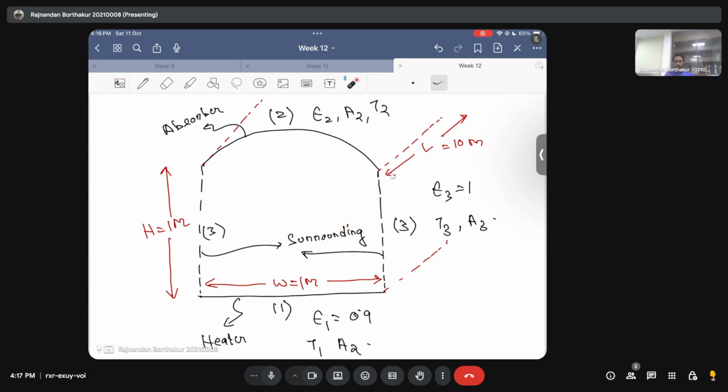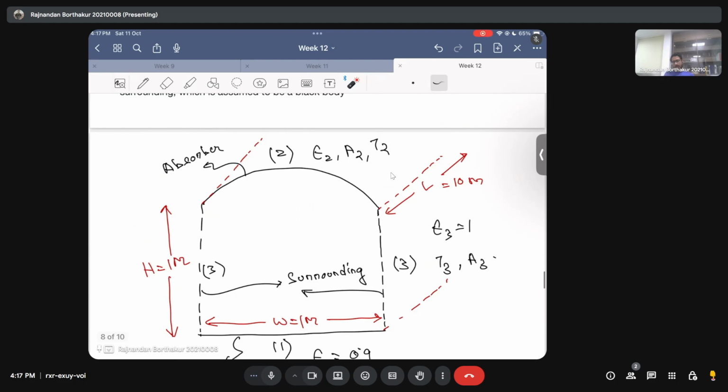So there are a couple of things that we don't know. First of all, we typically don't know the area of the surrounding. So had we known the area of the surrounding, we could use the fact that A2 F23 is basically going to be A3 F32, but we also don't know what F32 is. So we cannot use the view factor reciprocity rule here.